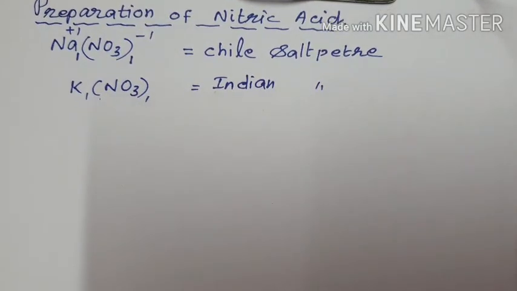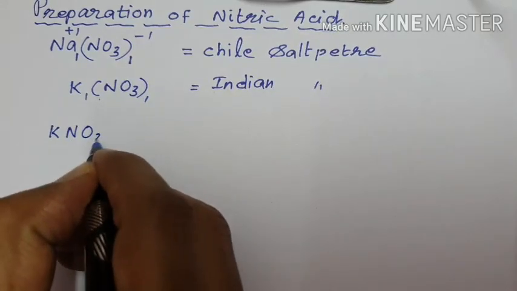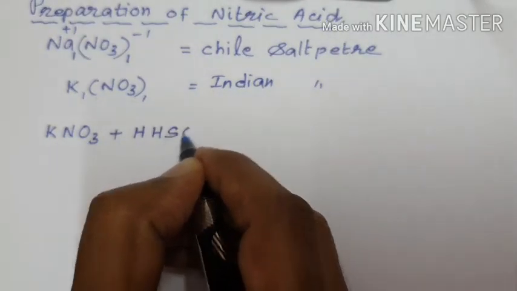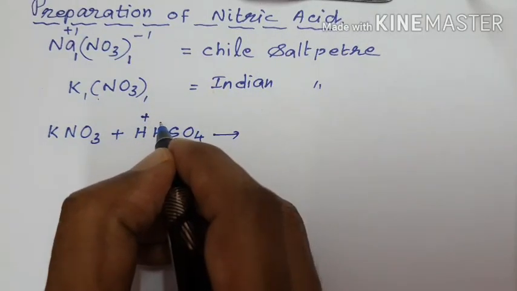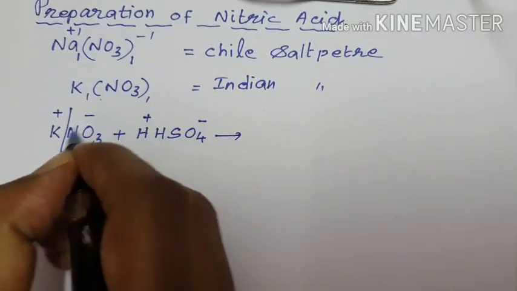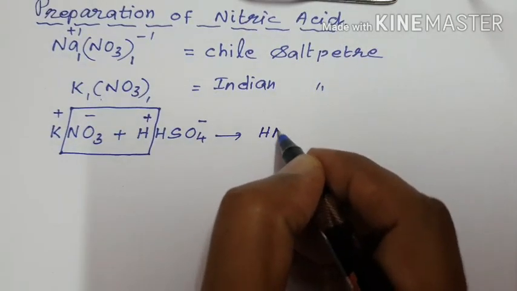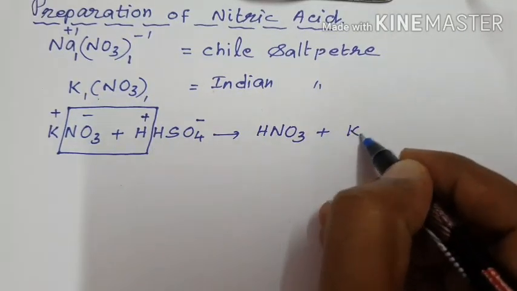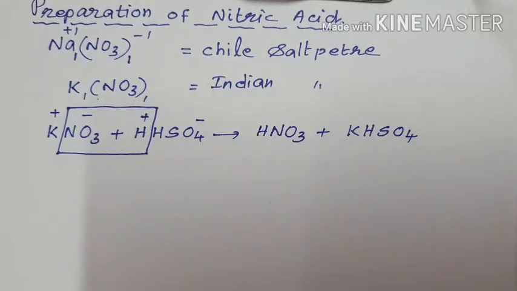First method of preparation of nitric acid: potassium nitrate, KNO3, is mixed with an equal amount of sulfuric acid, H2SO4, which contains H+ ion and HSO4- ion, with K+ ion and NO3-. H+ combines with NO3- to form nitric acid, HNO3, plus KHSO4, potassium bisulfate or potassium hydrogen sulfate.